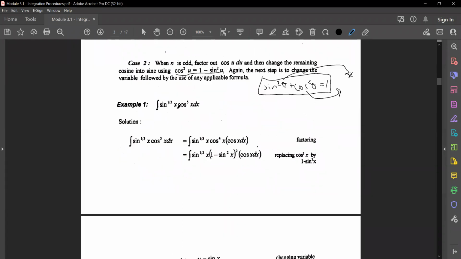So we have here odd number. Yan. So we factor out. Ito yung factor out natin. That will become cosine 4. So itong cosine 4 x, ito yung papalitan natin ng trigonometric identities na 1 minus sine squared u. Yan. So ito siya.